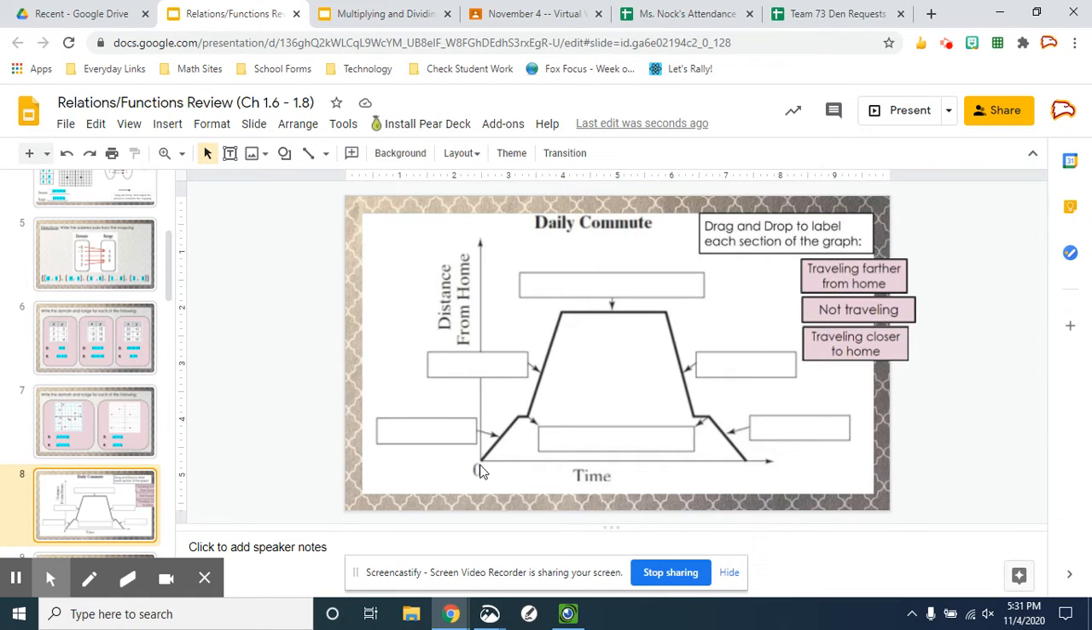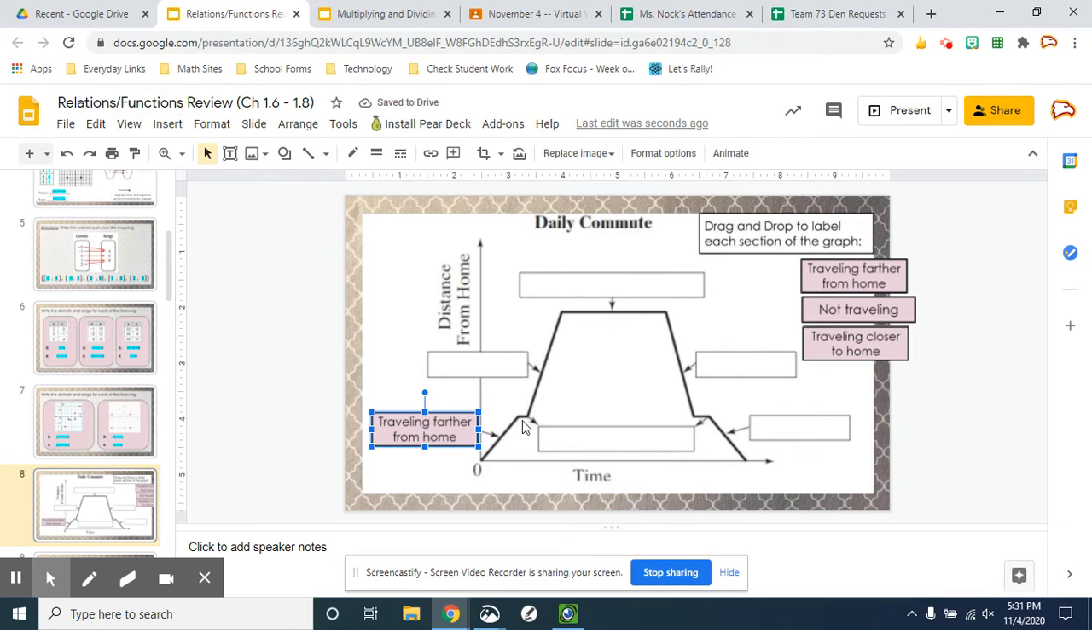So right here, we went from 0, 0. So that means at 0 time, you are 0, whatever units you're using to measure from home. That means you're at home. So as time is increasing, the distance is getting larger. So that means you're traveling farther from home.